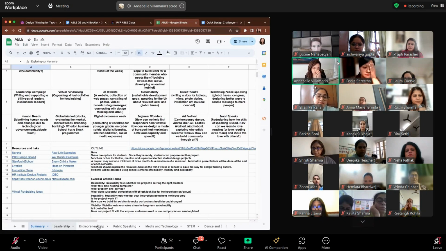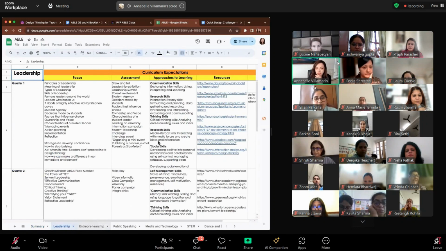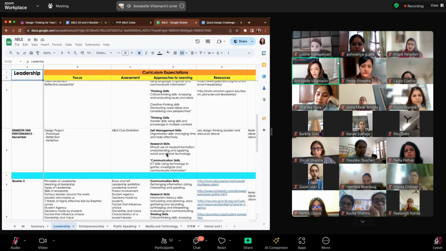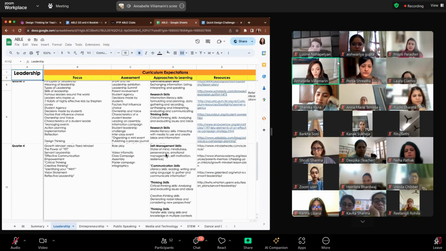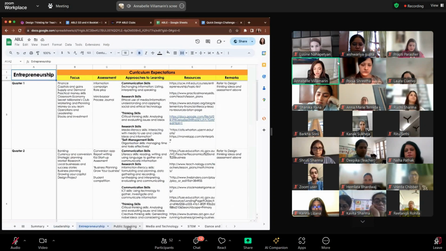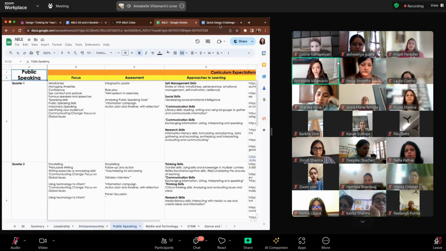And if you go to leadership, to each of the tabs at the bottom, you can see the actual curriculums. Say for first quarter, these are the things they're learning about leadership. These are, we call it approaches to learning, and the resources that the teachers can use. So every quarter, teachers are not at a loss when they are doing their work. This is very strong in ABLE. Of course, I'm not saying it's something that you have to timetable as a club, but there are a lot of resources, obviously, for you to use.